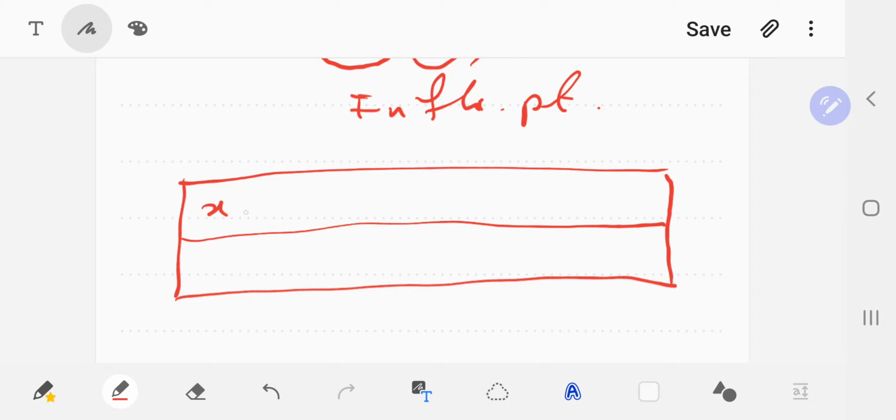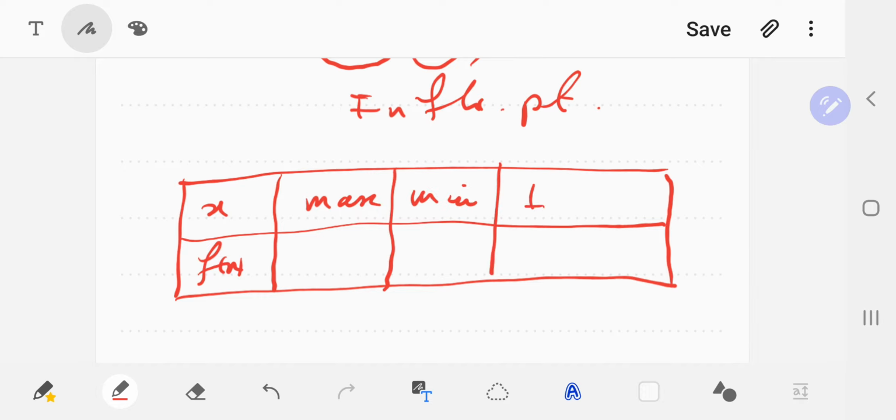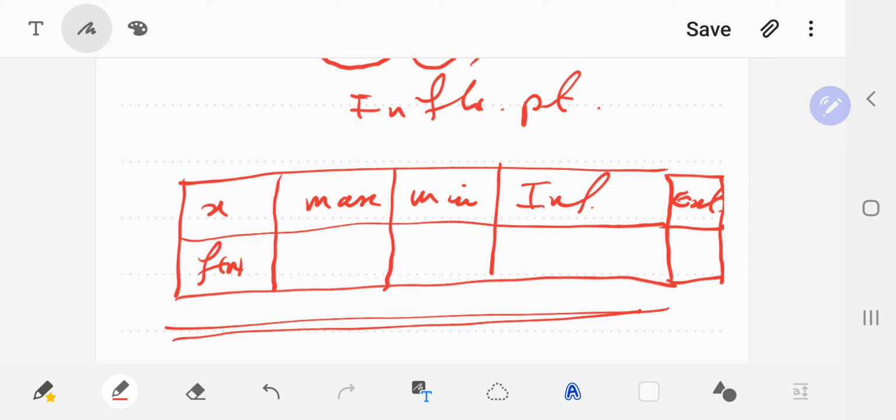As usual, the table of values will have x and f of x or y values. We prefer to use, of course, the extreme values, the maximum if we have, the minimum, the inflection, and any other extra values if we need. Sometimes we'll need extra values. That should be enough for us to make a sketch of a function.